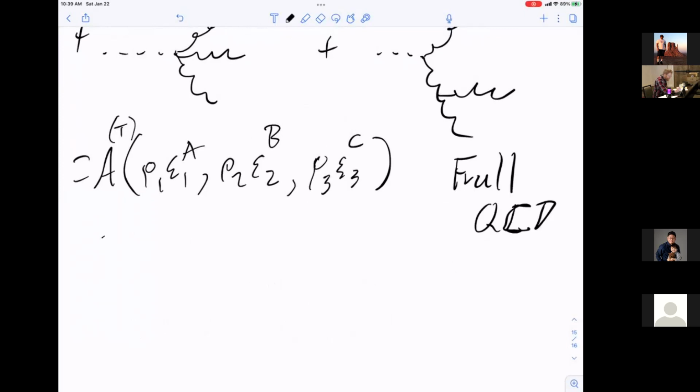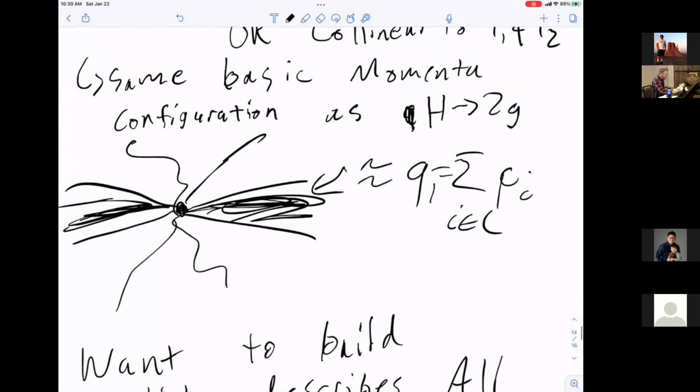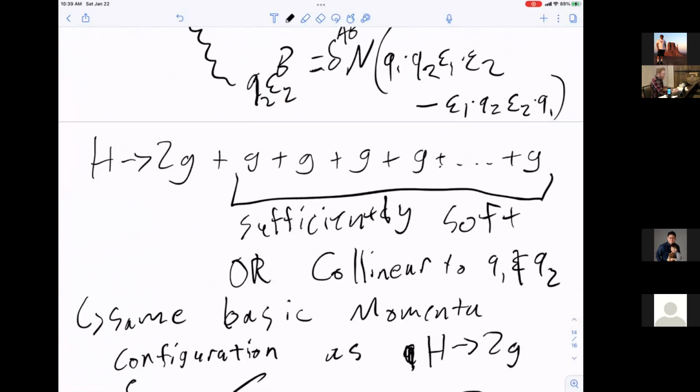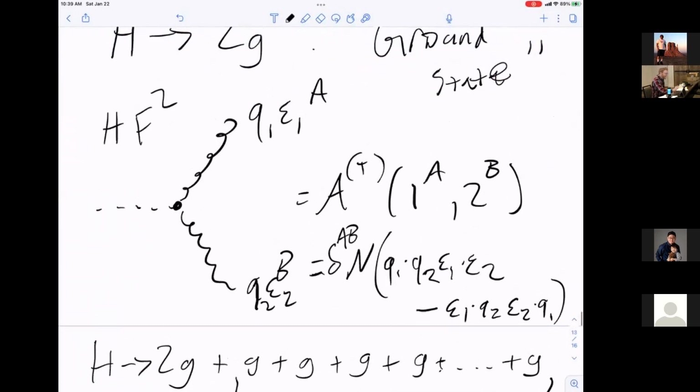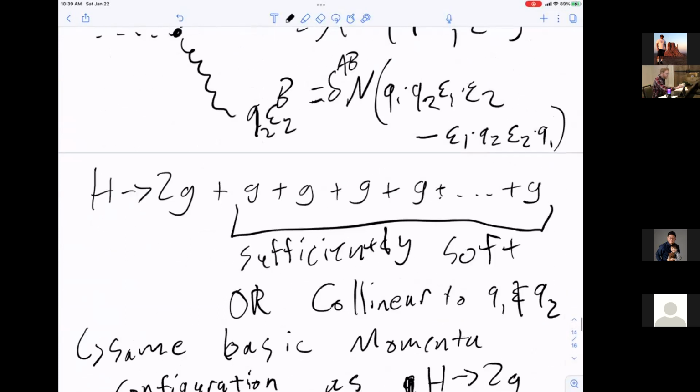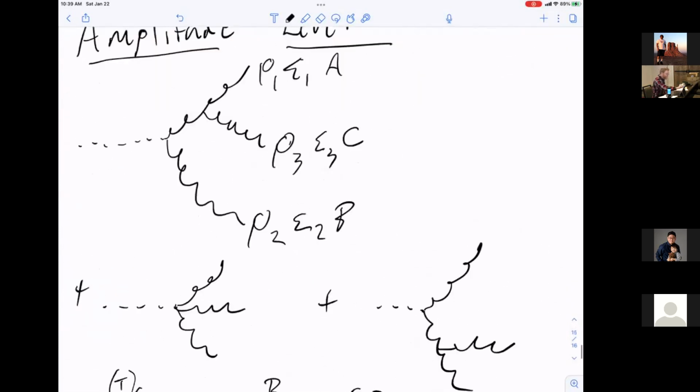I'm going to take the limit that P3 is soft. Why do I want to take the limit P3 is soft? Because I want to understand the structure of these types of configurations where I'm going to have arbitrary amounts of additional radiation on top of my two hard gluons that the Higgs is decaying to. I know that if I take P3 soft, then I should get back to something that looks very similar to my ground state, that I want to preserve.